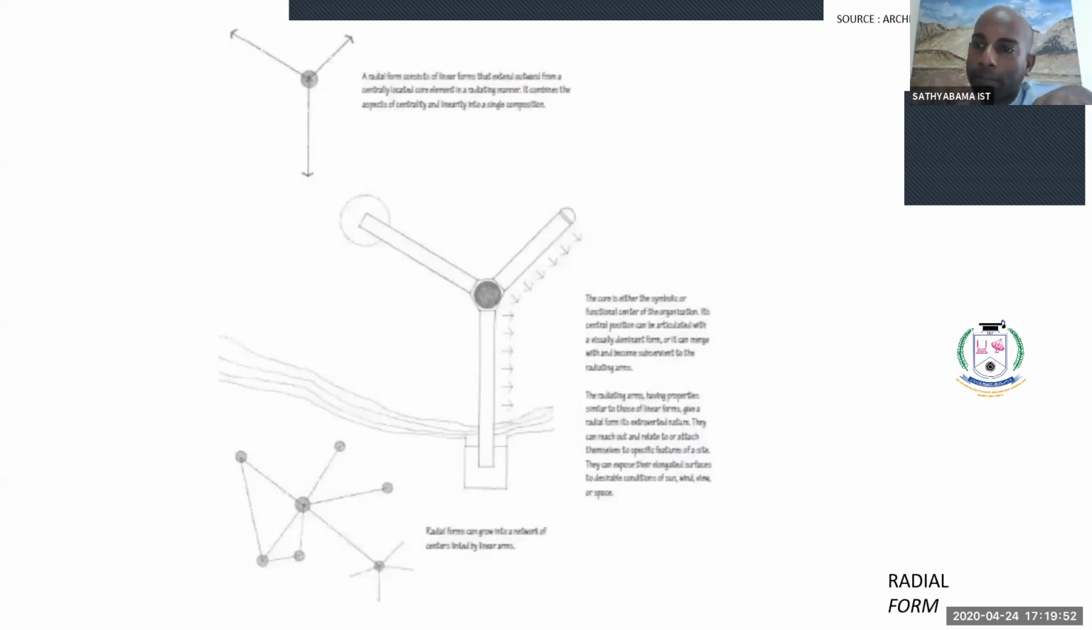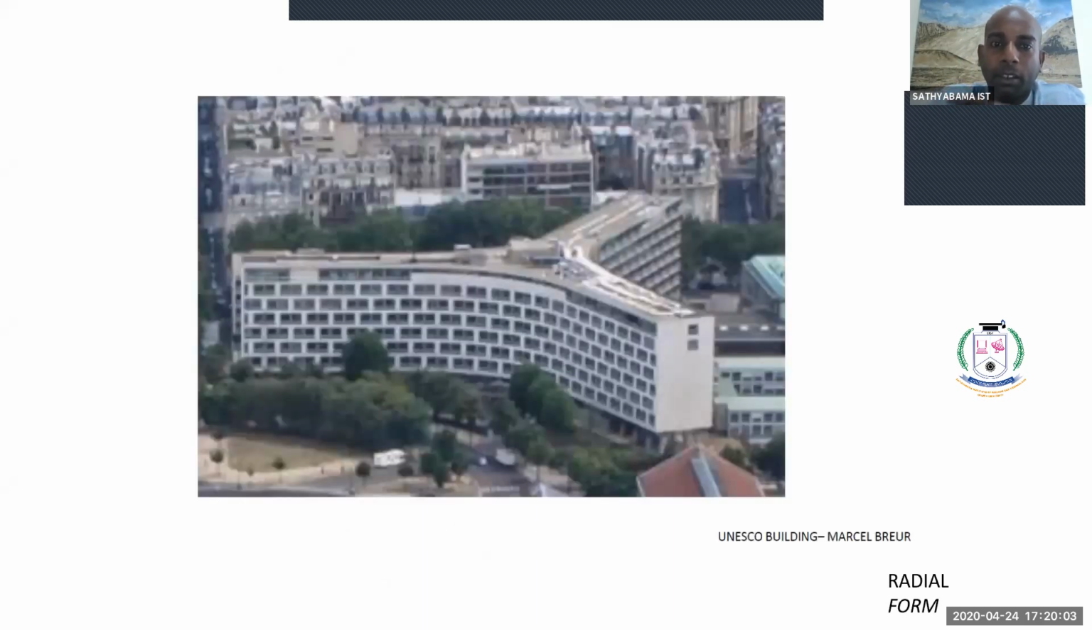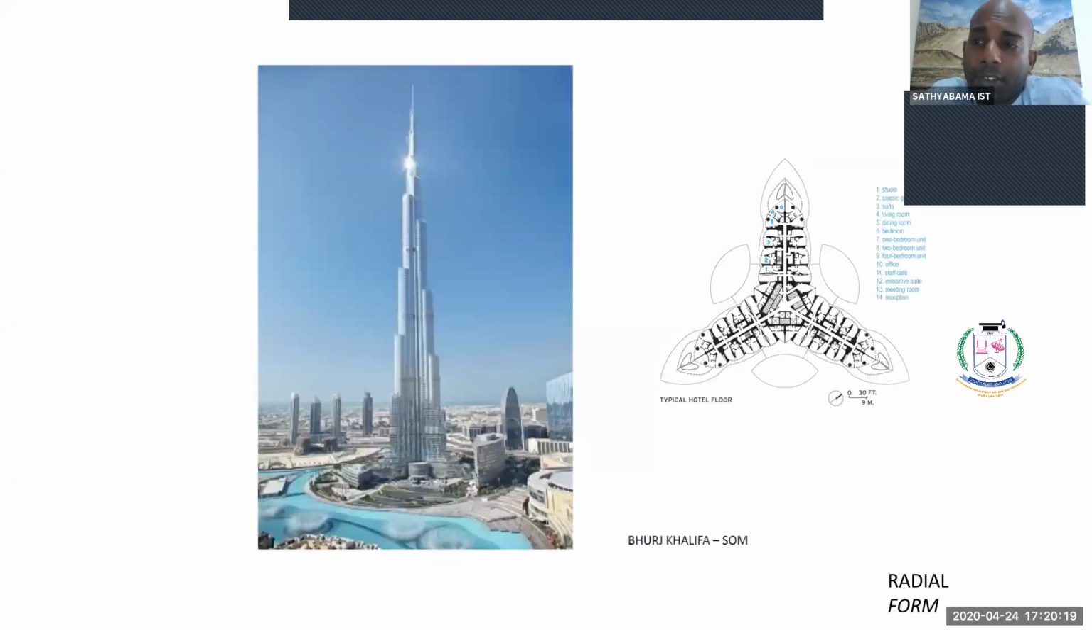And when you combine multiple radial forms, you could also extend it into a network, right, which is shown in the bottom left. So this is a very famous example. It's by Marcel Breuer. It's a UNESCO building, right? And you can very distinctly see the three radiating arms from a common central core, right? A more contemporary example, and something we've seen in the last session also, is the Burj Khalifa.